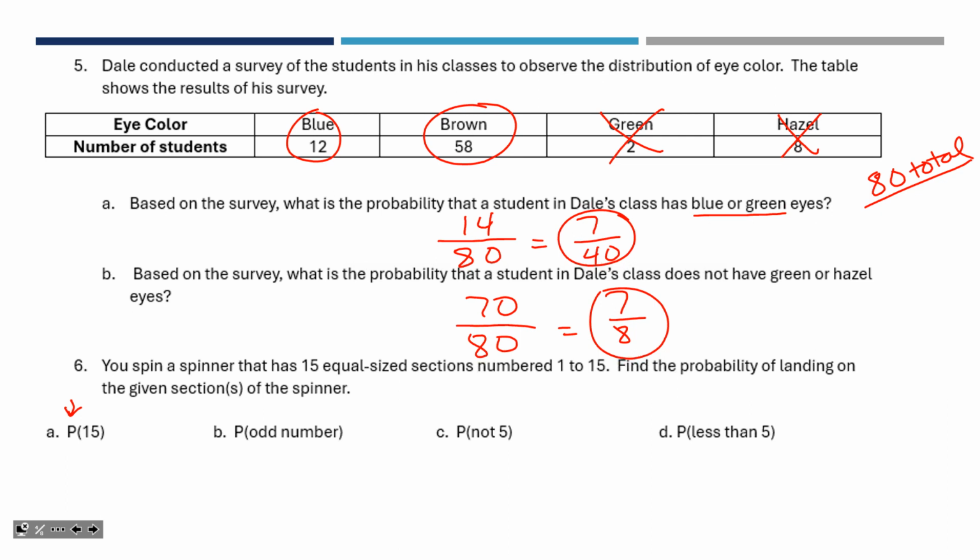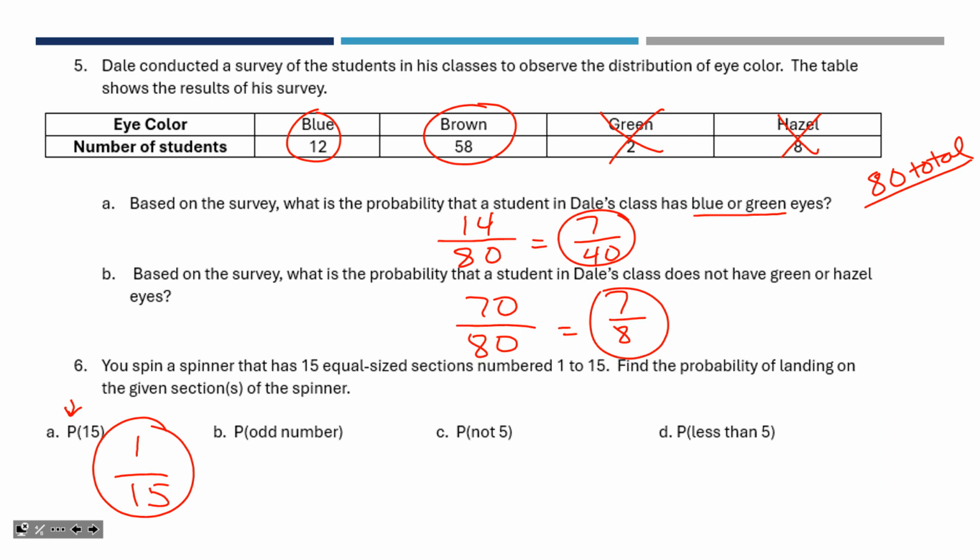Well, how many sections are there? There's 15 sections. And how many of those sections are numbered 15? So there's 15 sections numbered 1, 2, 3, 4, all the way up to 15. So there's only one section with the number 15 on it. So that should be 1 out of 15.